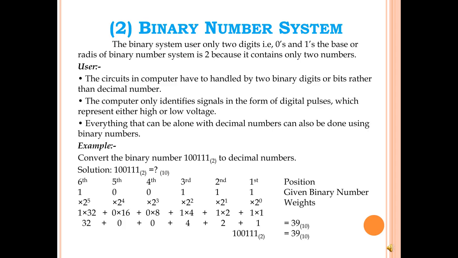So the final answer to this series comes as 32 plus 0 plus 0 plus 4 plus 2 plus 1, which gives the answer as 39 of base 10. That means the binary number 100111 base 2, the conversion value of the decimal number to this binary number is 39 of base 10.